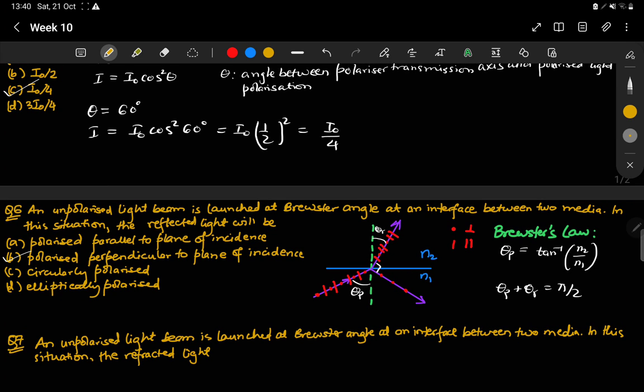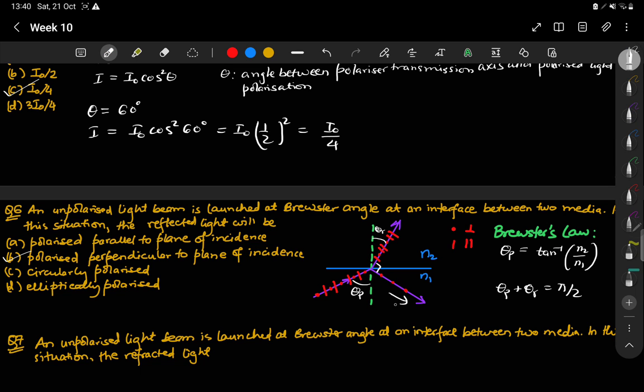We were sending an unpolarized light beam at Brewster's angle at an interface, and then we were looking at the reflected light. Reflected light meaning this particular light beam. This is the reflected light. So the reflected light is polarized perpendicular to the plane of incidence. So thank you for pointing it out. Someone had pointed it out in the chat box.